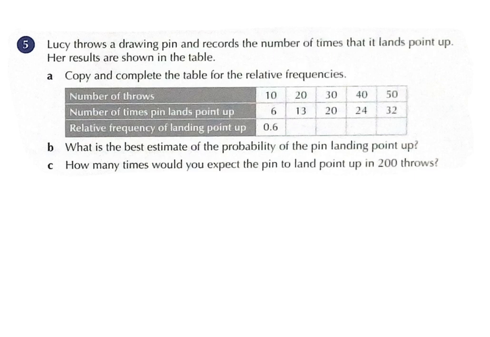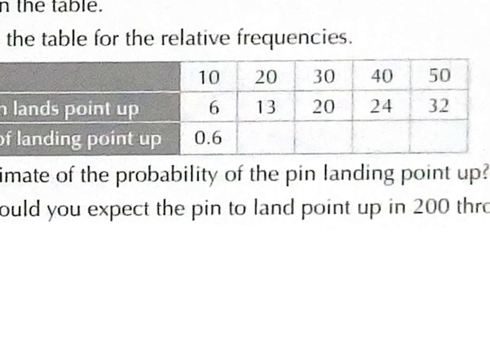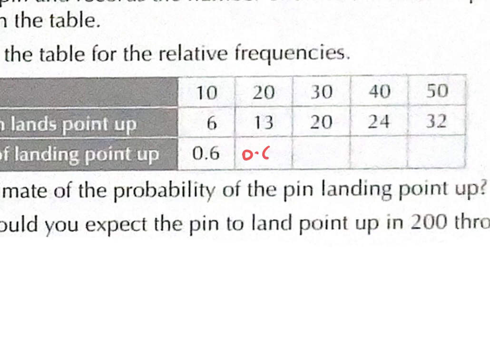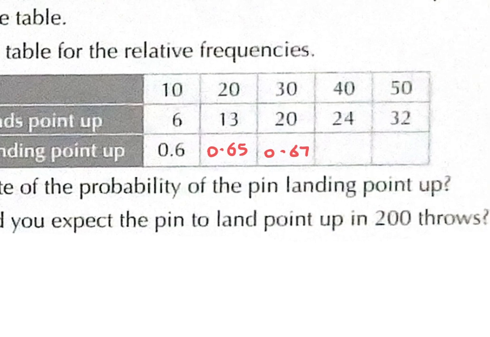0.65? 0.65 or 0.64? So 0.65, 0.67, you round to two decimal places, okay. 24 divided by 40, 32 divided by 50, 0.64.